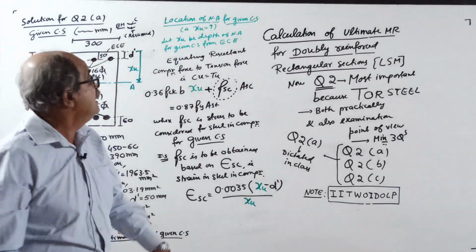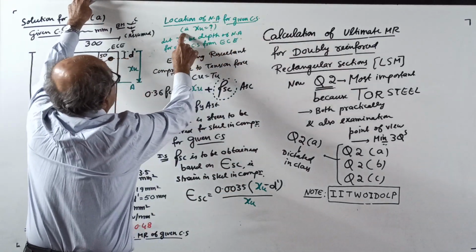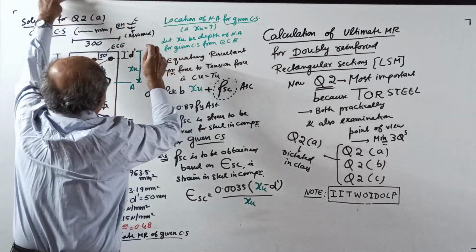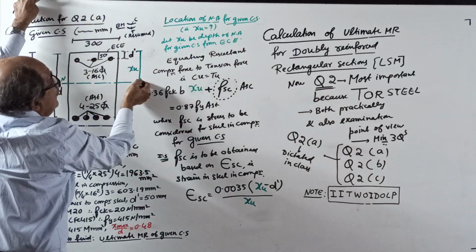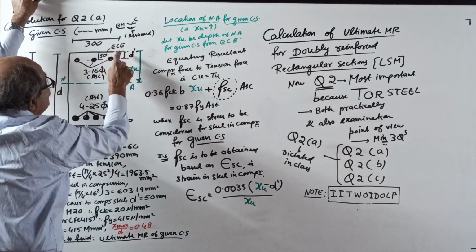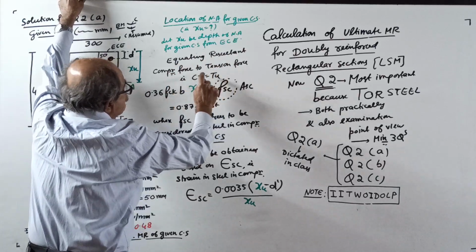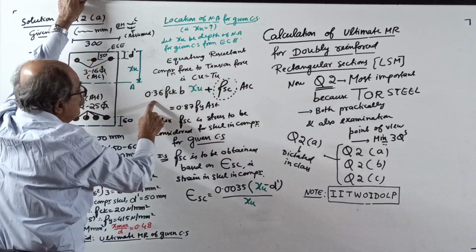I am telling from the beginning. First, the location of the neutral axis for the given cross section. That is, how much is xu? As usual, let xu be the depth of the neutral axis from the extreme compression edge. You should write it, xu. Equate the resultant compression force to the tension force, Cu equal to Tu. This all I told you.